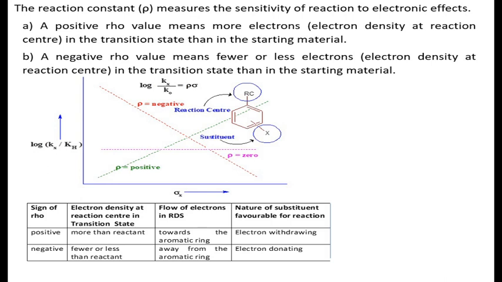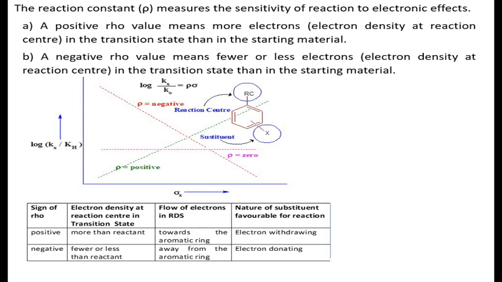Electron density at the reaction center in the transition state is more than in the reactant. So the flow of electrons in the rate determining step is towards the aromatic ring, as the electron density at the reaction center is high. Therefore, the flow of electrons is toward the aromatic ring, and electron withdrawing groups favor the reaction.